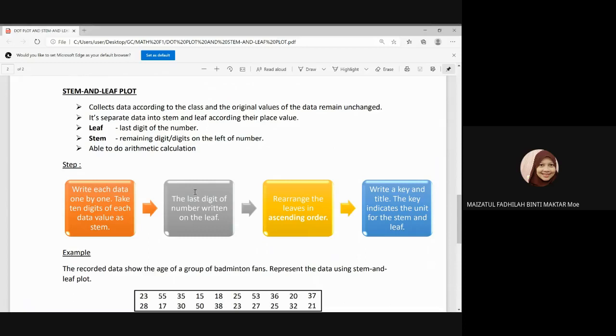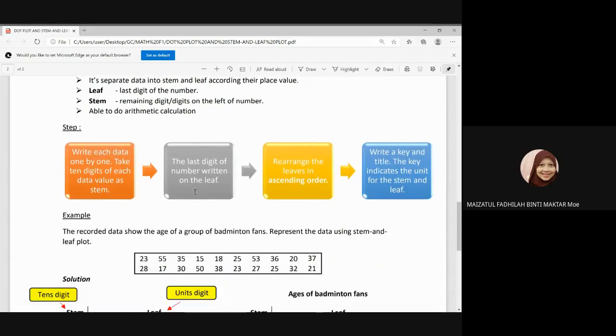Hold on. Okay, so this one you are able to do the arithmetic calculation, but it's very simple. If you think this one is very hard, it's simple, but you must be careful when you arrange the data. To start, make sure you write each data one by one. Why must you do this? Because if you make a mistake, sometimes you will put the value in the wrong place. So because of that, you must write the data one by one. Be careful for this.